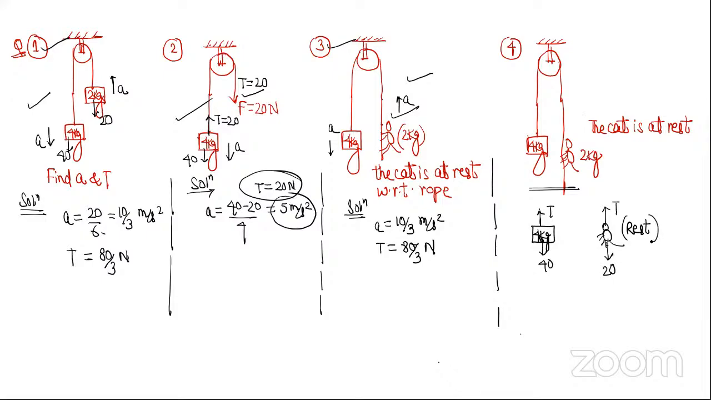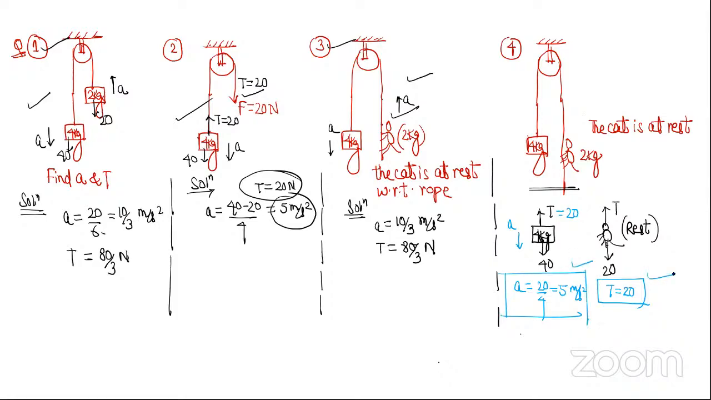Okay, ab dekho. Tell me what equation to write for the cat. Free body diagram तो कर लिया. Coordinate axis. Net force equal to 0, so T equal to 20, isn't it? वो रेस्ट पे है ना? Okay, now for this it is 20, so this will go down. And how much will be the acceleration? It is 40 minus 20, 20 by 4, that is 5.